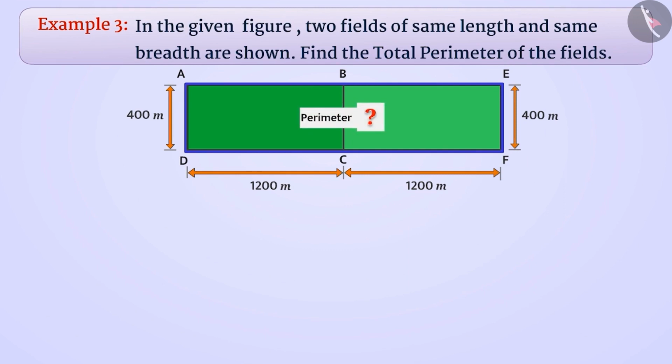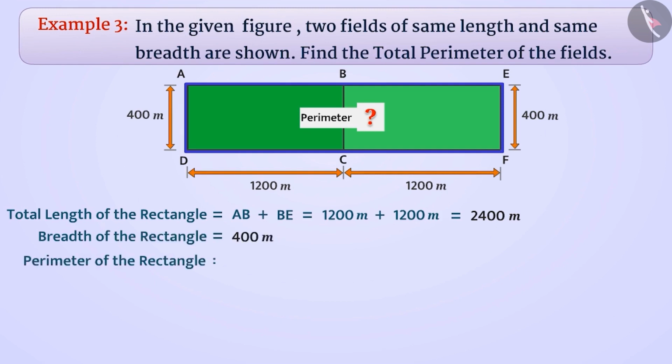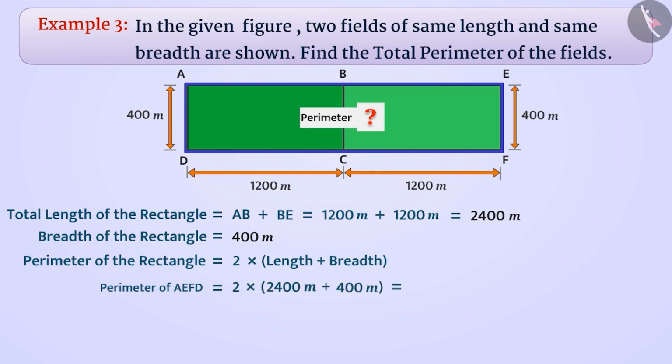For this, we first have to find the total length of this rectangle. Here, the total length of this rectangle will be AB plus BE, which is equal to 1200 meter plus 1200 meter, which is equal to 2400 meter. However, there is no change in the breadth, so the breadth of the larger rectangle will remain 400 meter. We know that the perimeter of the rectangle is equal to 2 into (length plus breadth). Thus, the perimeter of the rectangle AEFD is equal to 2 into (2400 meter plus 400 meter), which is equal to 2 into 2800 meter, which is equal to 5600 meter.